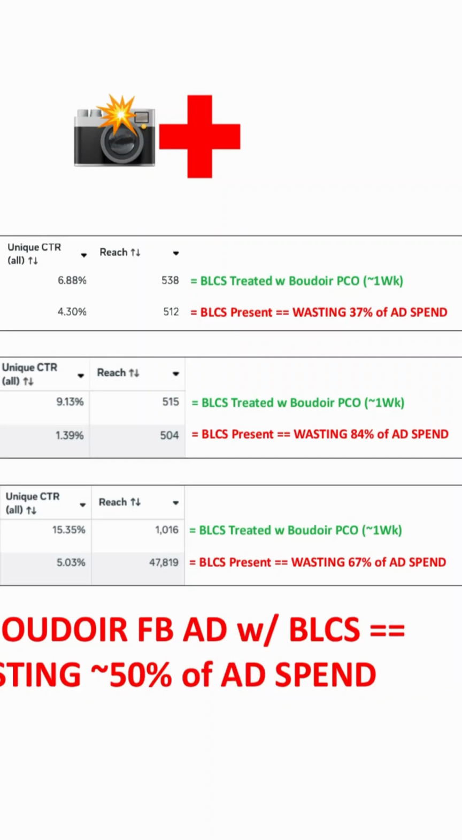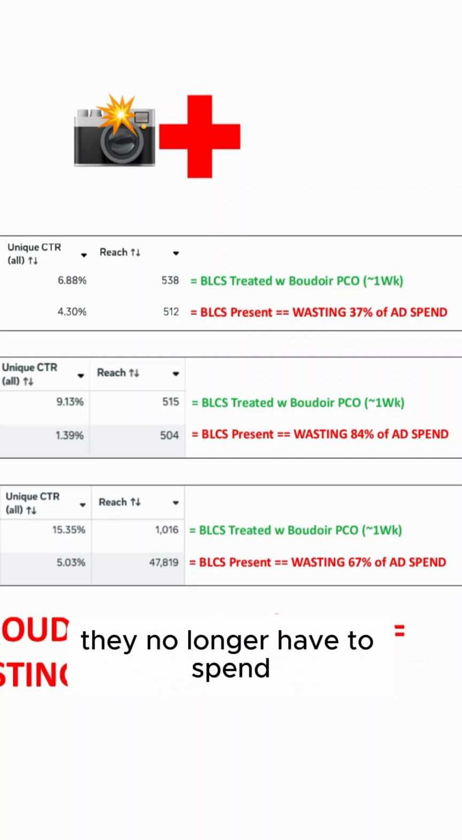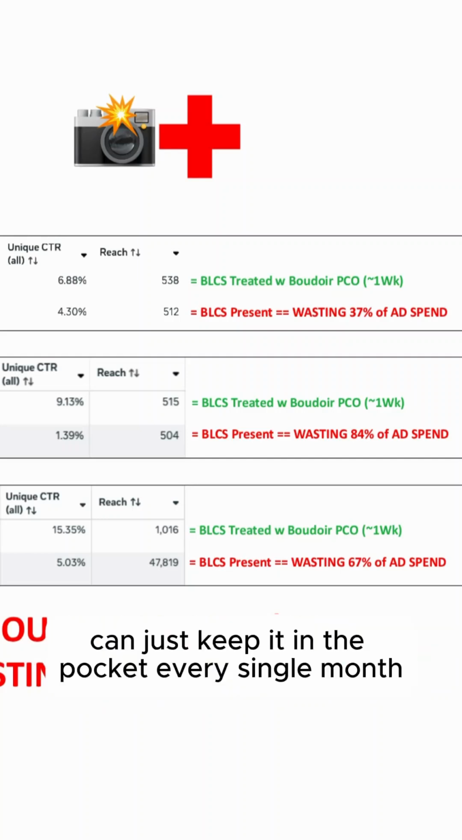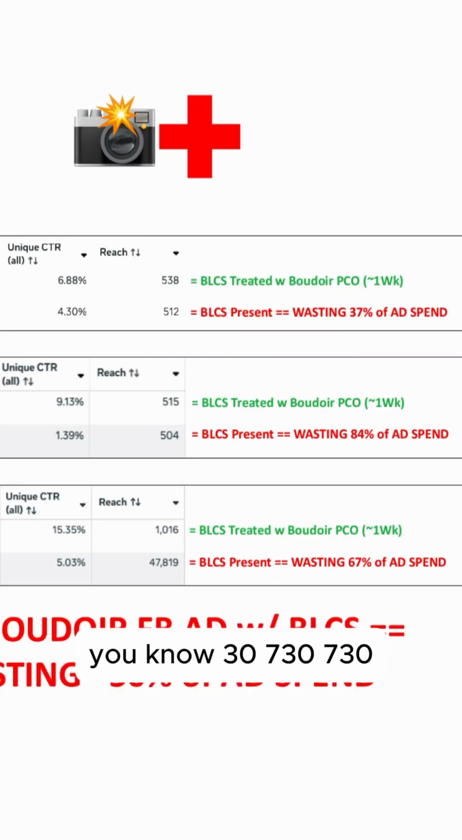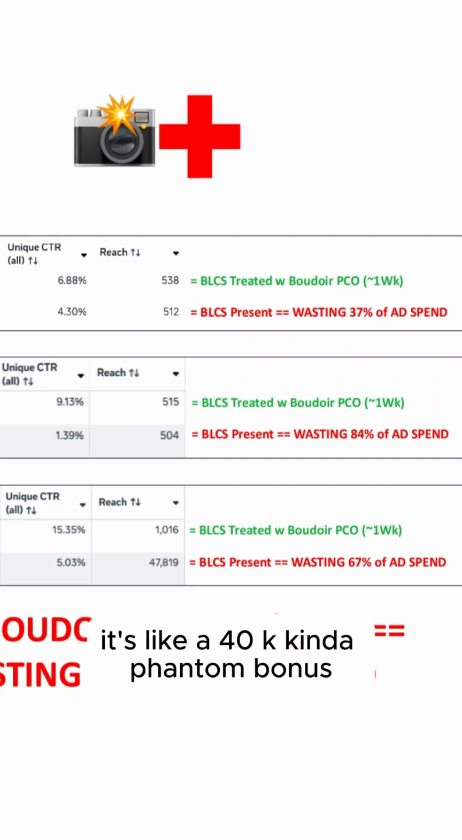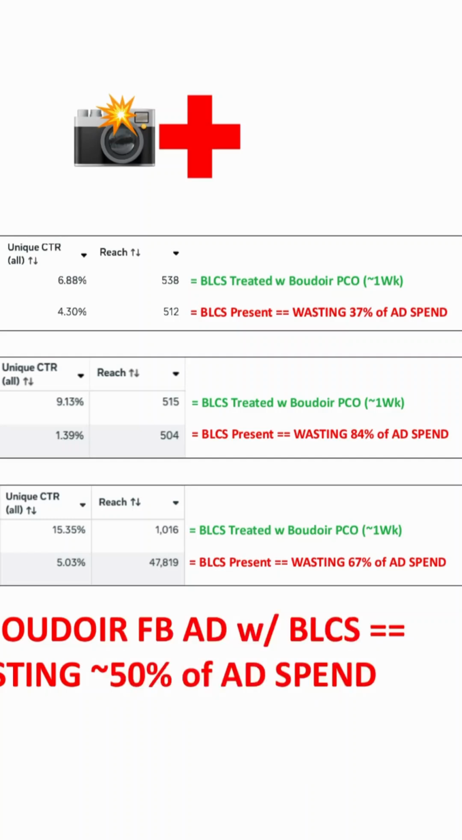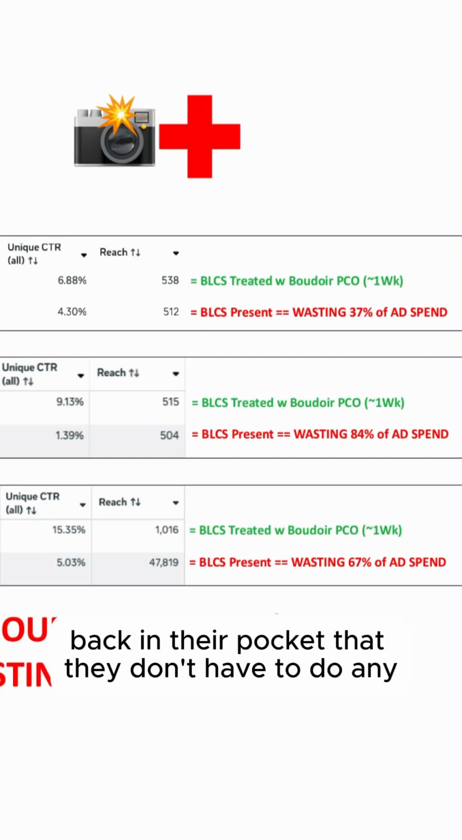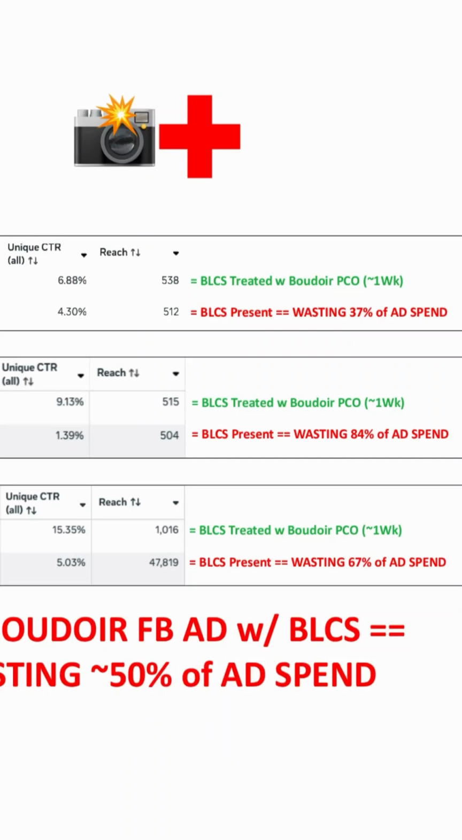And that difference, that delta, 3,700 bucks a month, they no longer have to spend. You can just keep it in the pocket every single month, 3,700, 3,700, 3,700. At the end of 12 months, it's like a 40K kind of phantom bonus, Boudoir Pico bonus, whatever, back in their pocket that they didn't have to do no extra work for.